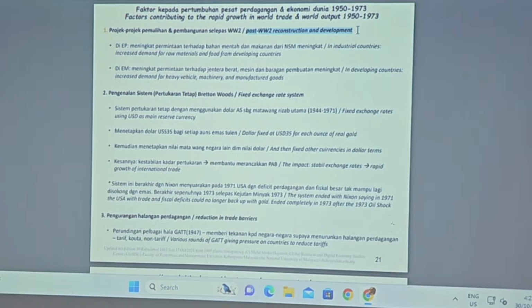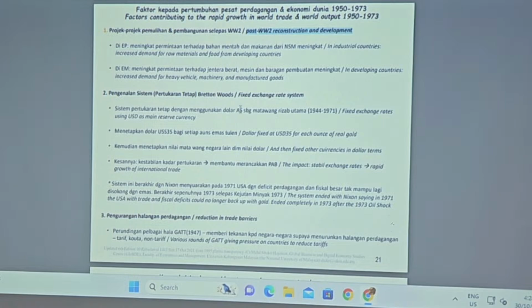So, developing countries needed all the technology, all the machinery, even the lorries, and had to buy that from developed countries. Developing countries must sell commodities and all the materials like minerals and agriculture products. So trade flourished because of the demand for goods.